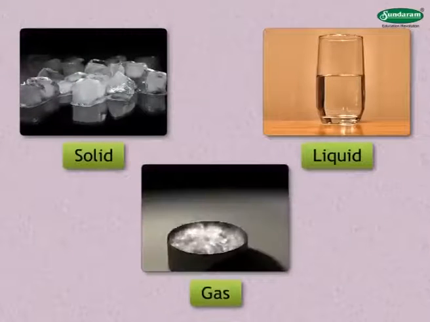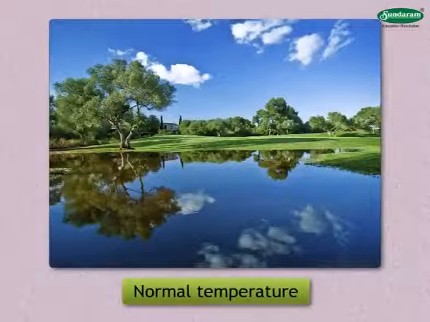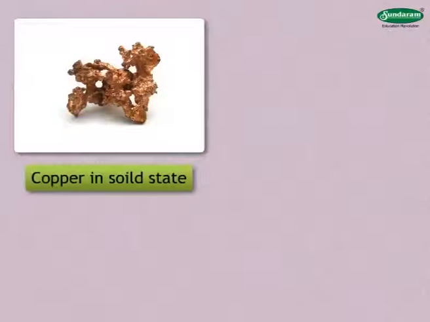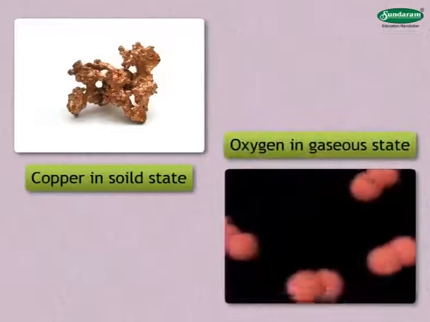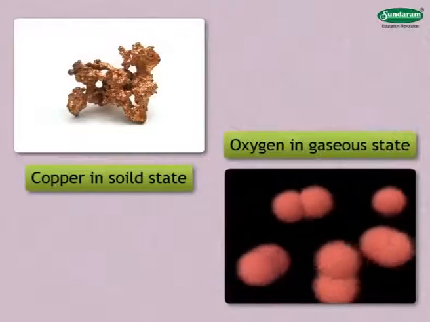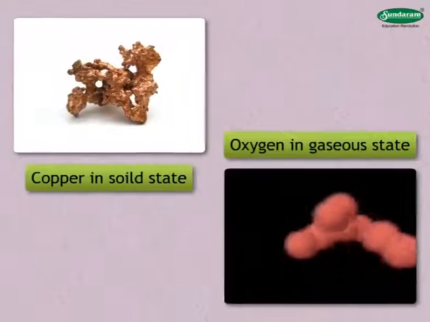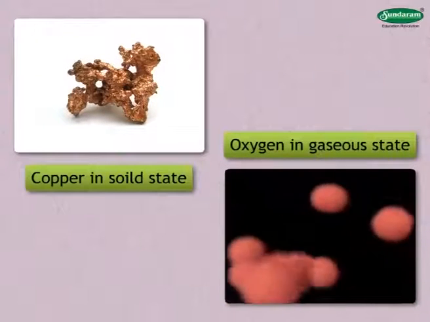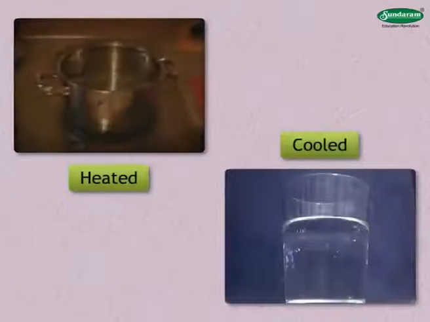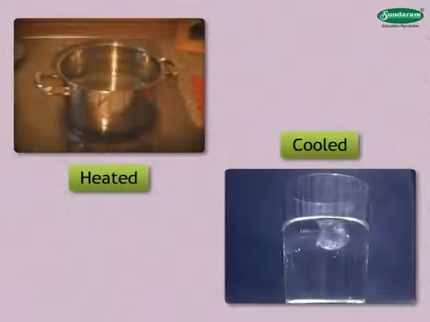You know that solid, liquid and gas are the three states of matter. At normal temperature, different substances exist in different states. Example, copper in solid state, whereas oxygen in gaseous state. The state of a substance depends upon the energy it contains. A change in the energy happens when the substance is heated or cooled. This leads to change of its state.